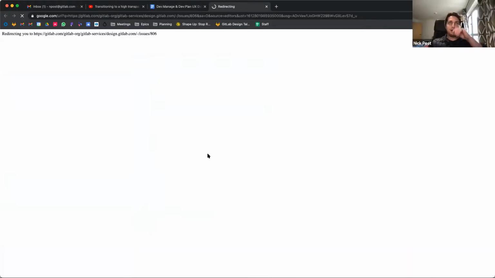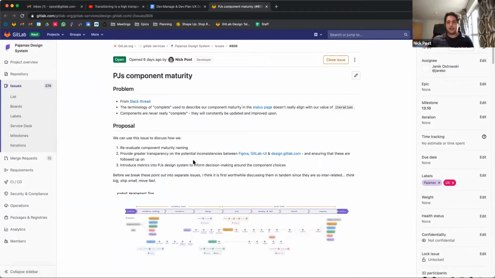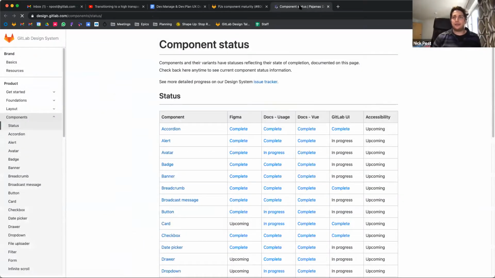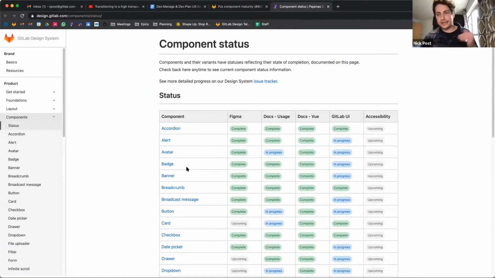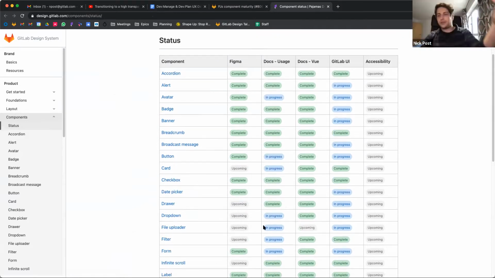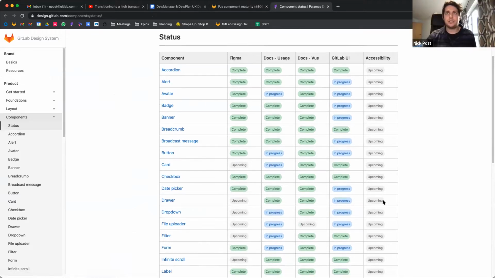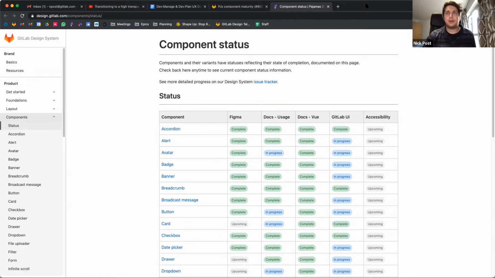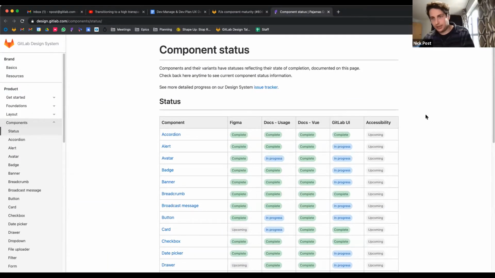So I posted something last week, saying our status page in Pajamas is a really good start for getting a better understanding, as a designer or developer, of how mature a component is, and seeing where the gaps within the design system are that I could potentially contribute to, if I wanted to. So I really love the work. I think it was Jarek who started this overview.